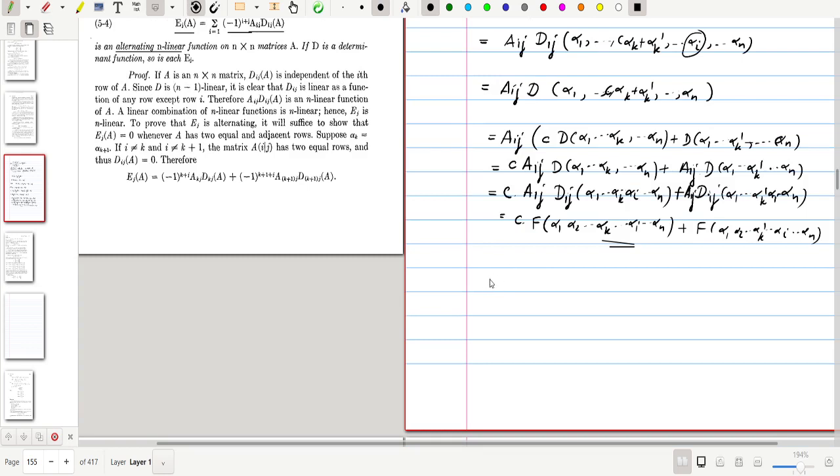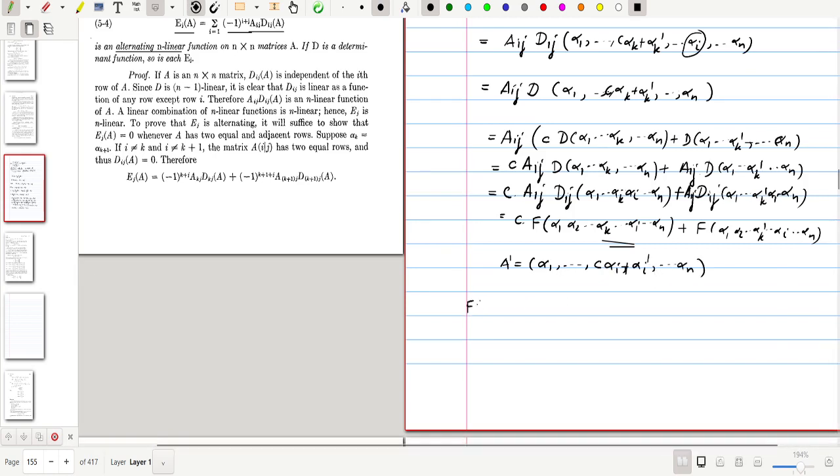To prove the linearity in the ith row, we write the matrix A prime as alpha 1, etc. We need to change the ith row as alpha I plus alpha I prime, etc., alpha n. Then we will prove that f of this, alpha 1 etc., c times alpha I plus alpha I prime etc., alpha n. By definition, f of this is the ijth entry of this matrix.